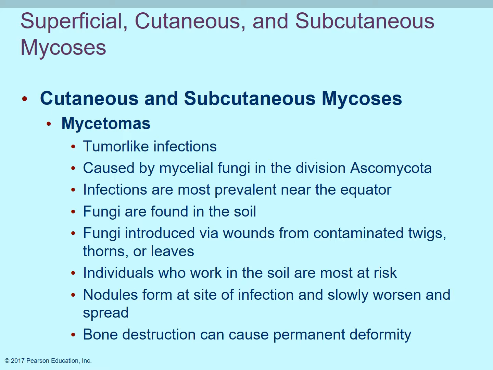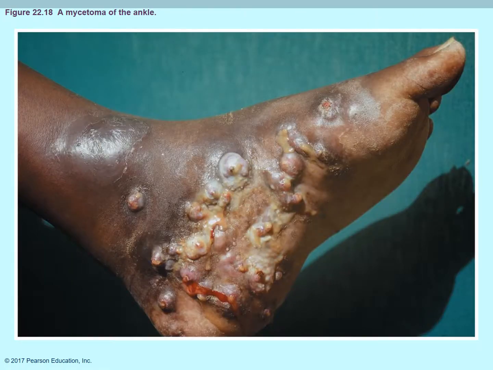There are mycotoxins. These will cause tumor-like infections. These fungi are also found in the soil, and can be introduced into the body by a wound, cut, etc. Once again, individuals who work with the soil are going to be most at risk because that's where the spores are. If left untreated, it can spread and cause destruction of the bone itself, such as seen here.